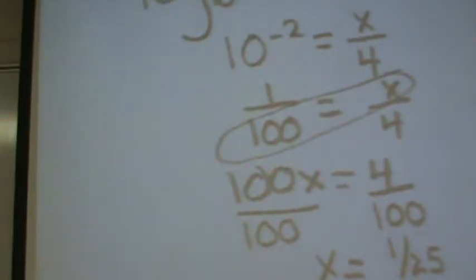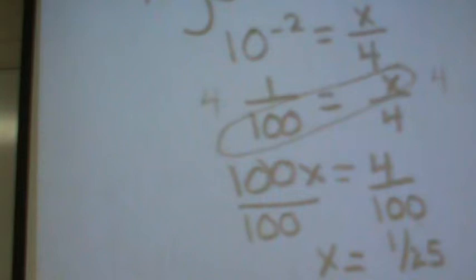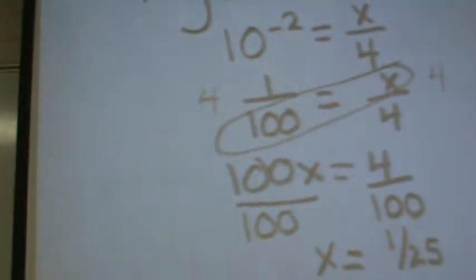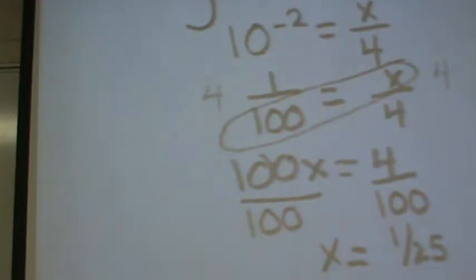I'm kind of confused. You are? I got confused when you started cross multiplying. Okay, if you don't like cross multiplying, what you could have done was multiply this side by 4 and this side by 4. You'd get 4 over 100, which is 1 over 25. Either way. So if you divide 4 by 100, that's where you get 1 over 25. Yeah. Okay.